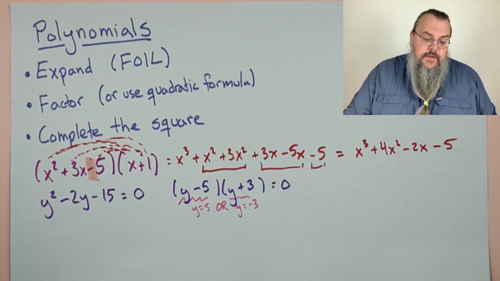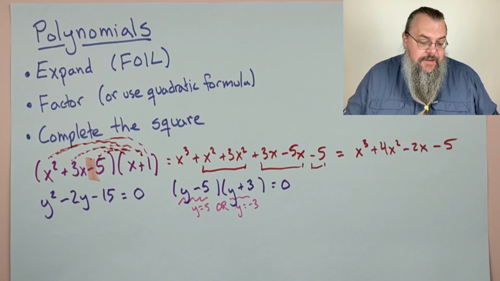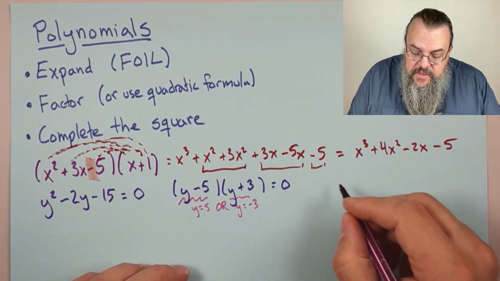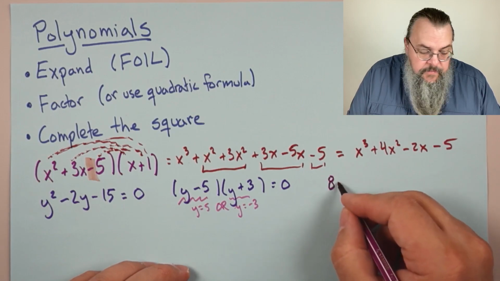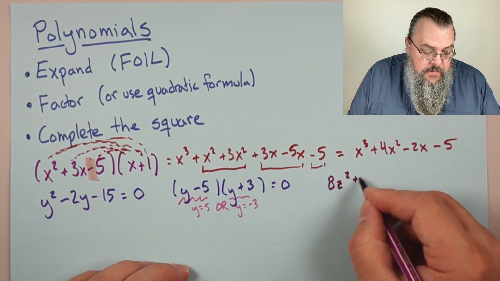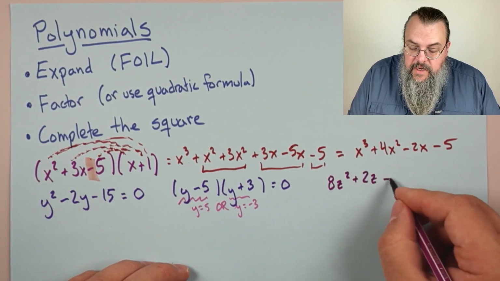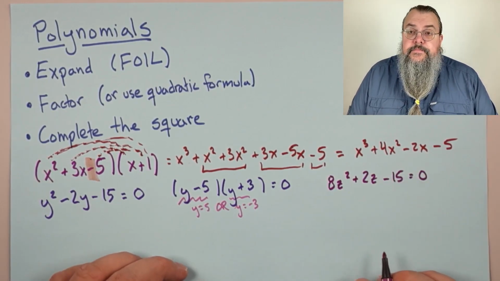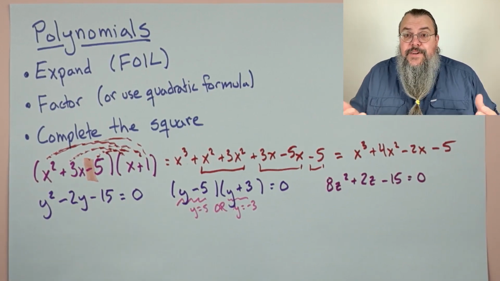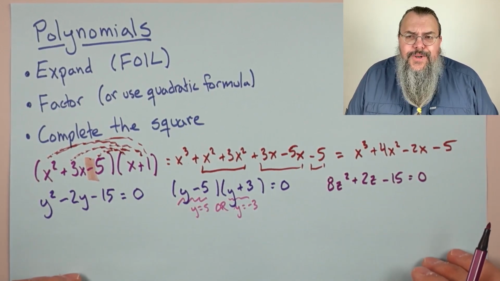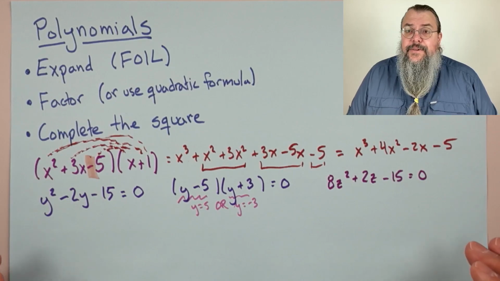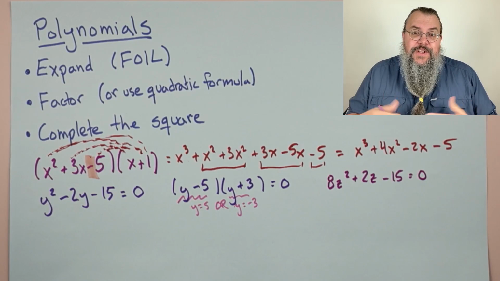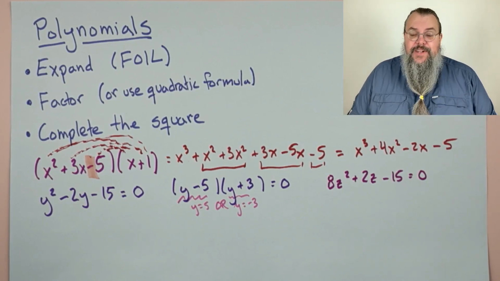All right, but what if it was more complicated? Let's try something trickier. 8z squared plus 2z minus 15 equals 0. Now, does this factor? Maybe, not so clear. So what can you do? Well, don't forget that you always have the quadratic formula as a backup, a safety net, if you will.